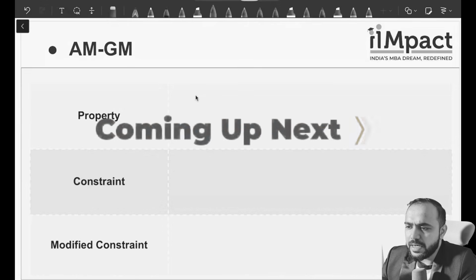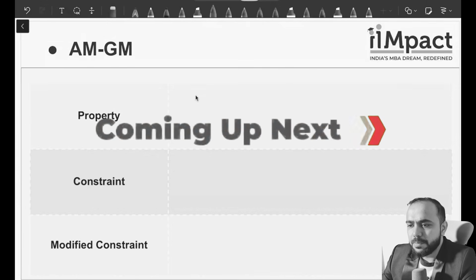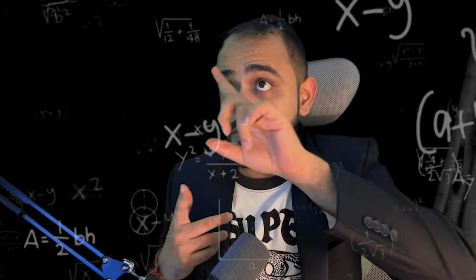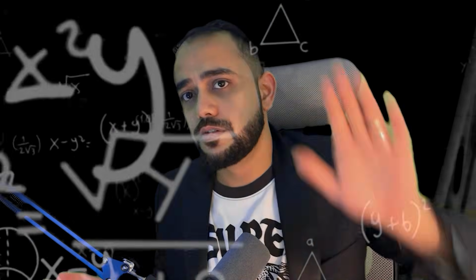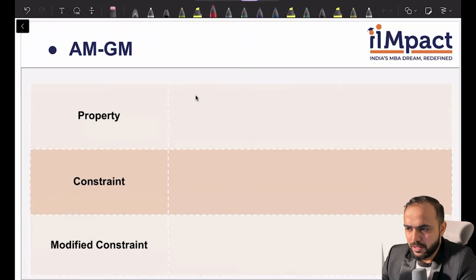If you see that AMGM is getting applied, you will be in and out of the question within a minute. So this makes it very helpful in securing more marks in least possible time. So let's start. AMGM inequality.